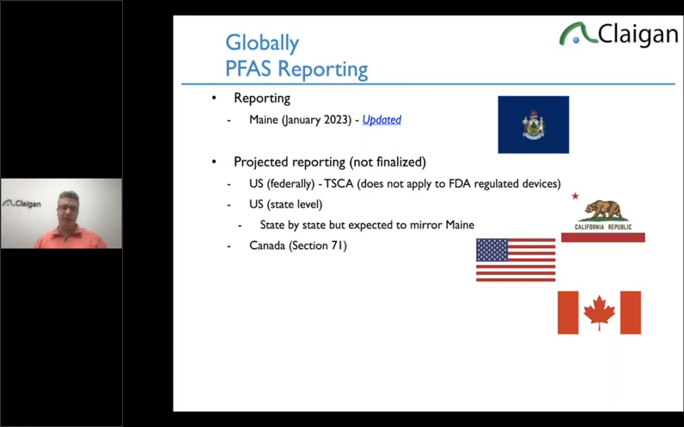There'll be a lot more state level. You can see Colorado and California have state level PFAS reporting, and Canada will ask the question again at some point under Section 71. This is reporting. It's required for intentionally added PFAS, but it's not a restriction. The restrictions are for PFOA and family. The reporting is for the intentionally added, which you'll see later are actually not overlapping whatsoever. They're not the same chemicals. So it's kind of interesting.